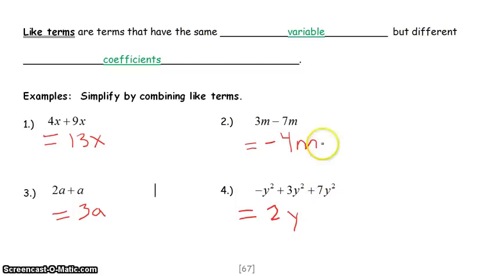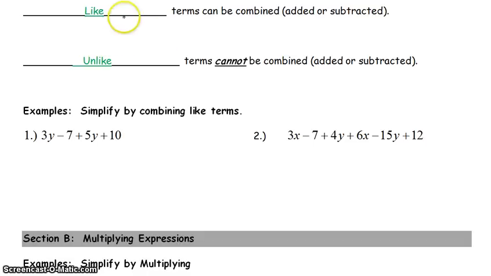Now, for some reason, this is not writing. Oh, here we go. Okay. Now, we bring down our 7y squared. 2y squared plus 7y squared is 9y squared. And we're done. Now we come to our next page.